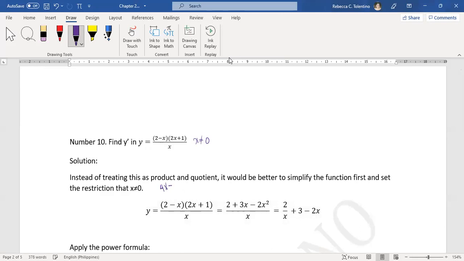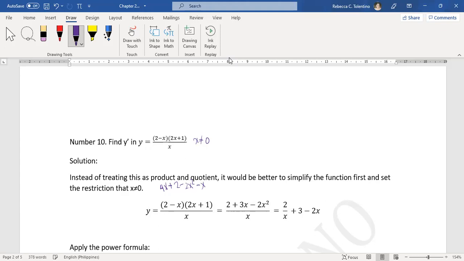Outside, 2 times 1, that's 2. Inside, that's minus 2x squared. And last terms, minus x. And then combine like terms, and then rearrange. I arranged it in ascending order because the coefficient of x squared is actually negative. So I opted to arrange it in ascending order, so that the answer is 2 plus 3x minus 2x squared, all over x.